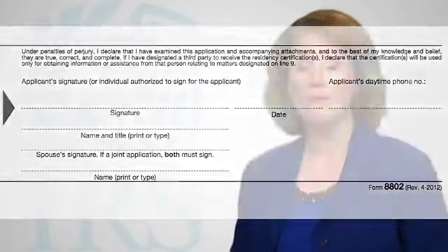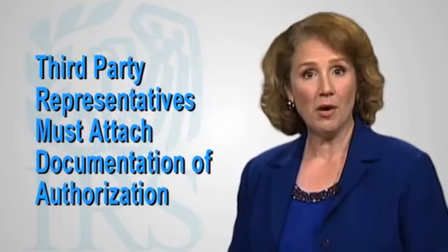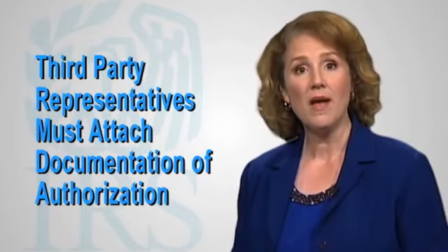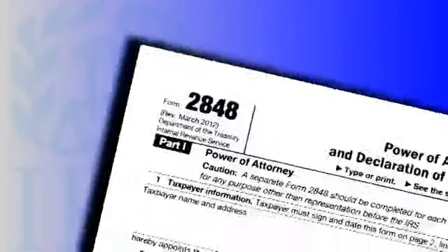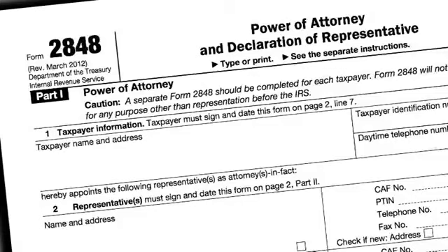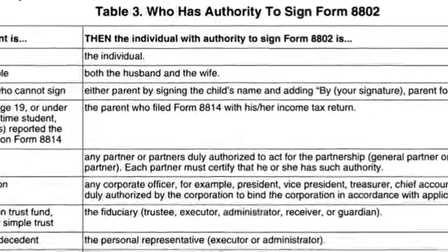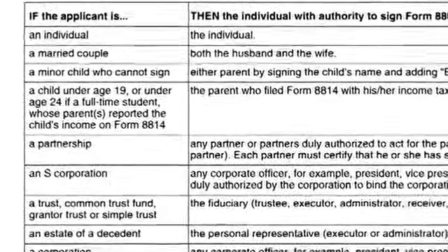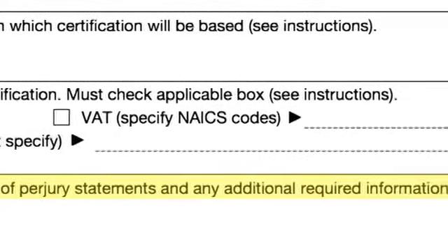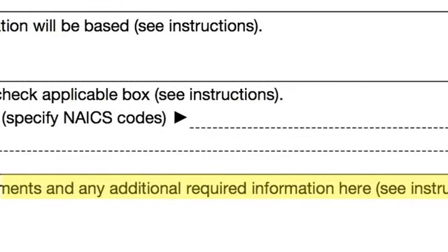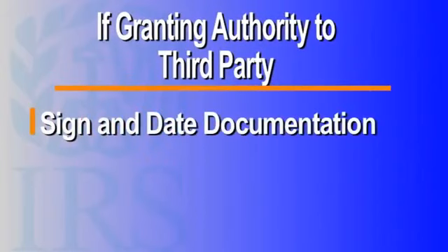Form 8802 may be rejected if it doesn't include an authorized signature and date. A third-party representative with authority to sign the form must attach documentation of the authorization. For example, Form 2848, Power of Attorney and Declaration of Representative. See Table 3 to determine who has the authority to sign Form 8802. If none of these apply, enter a statement on line 10 and attach the appropriate documentation to identify the individual's authority to sign. If you are granting authority to a third party, you must sign and date the documentation.